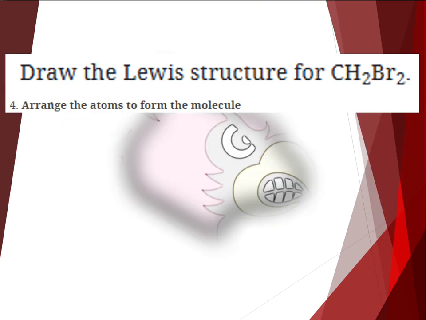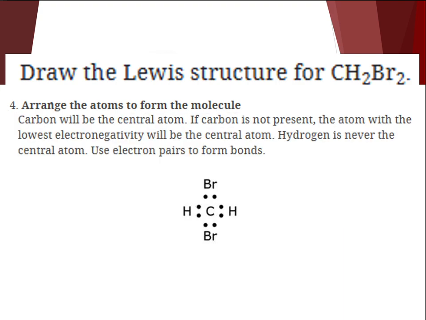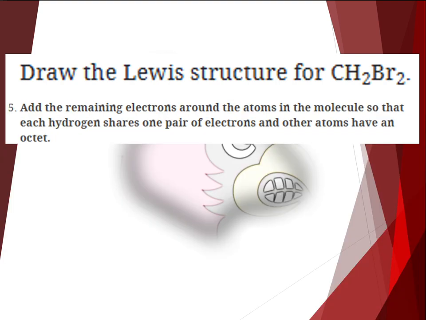Next step, we'll arrange the atoms to form the molecule. Here, carbon will be the central atom. Remember, if carbon is not present, the atom with the lowest electronegativity will be the central atom, except for hydrogen, because hydrogen is never the central atom. Once we have the skeleton formed, we can use electron pairs to form bonds.